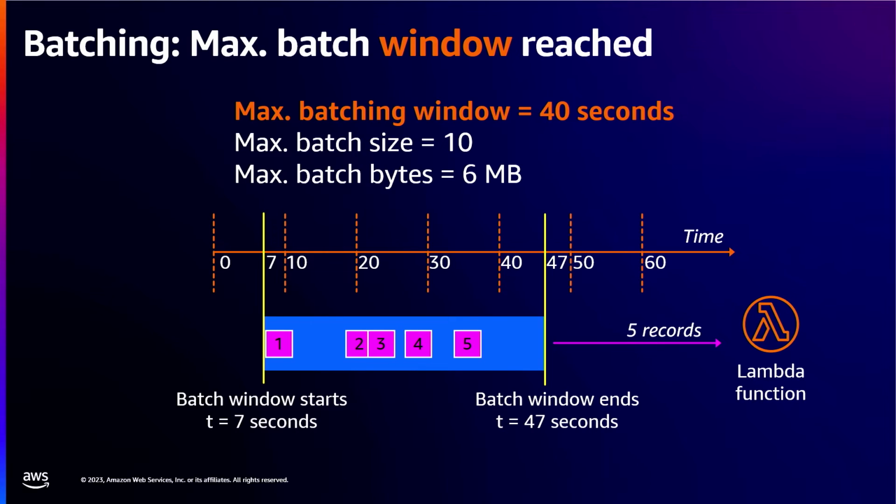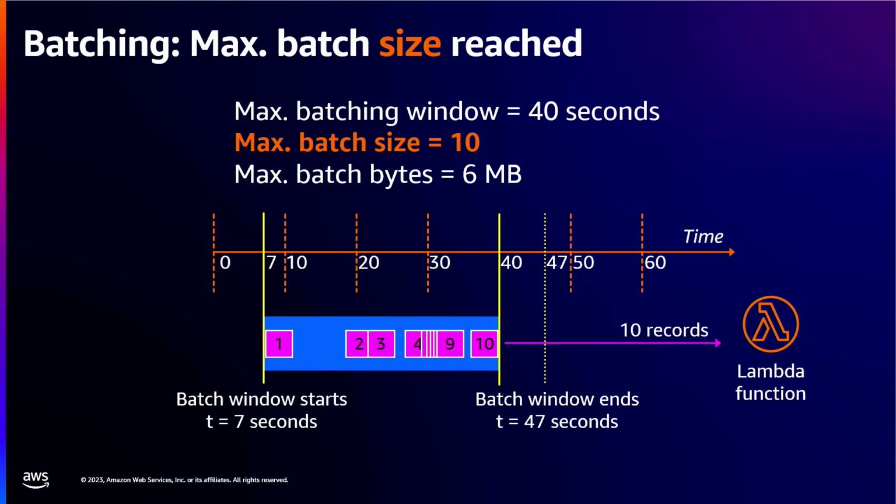The max batch window in this example is set for 40 seconds, and the batch size is configured for 10. And remember, the Lambda maximum payload is 6 meg, which you can't change. So in the first scenario, the max batch window starts from around 7 seconds. And so at 47 seconds, that 40 seconds of time has elapsed, and so the max batch window has been reached. And so this is then going to send 5 records onto your Lambda function.